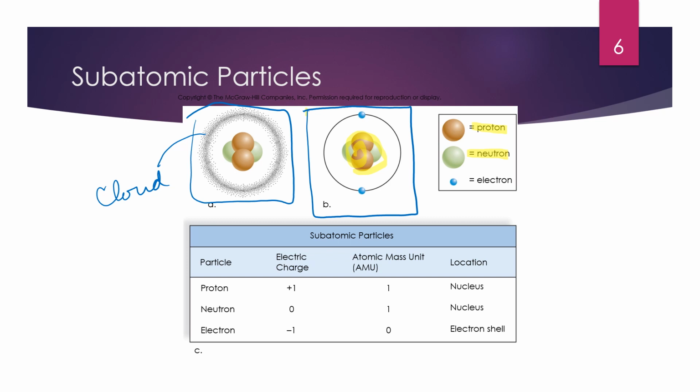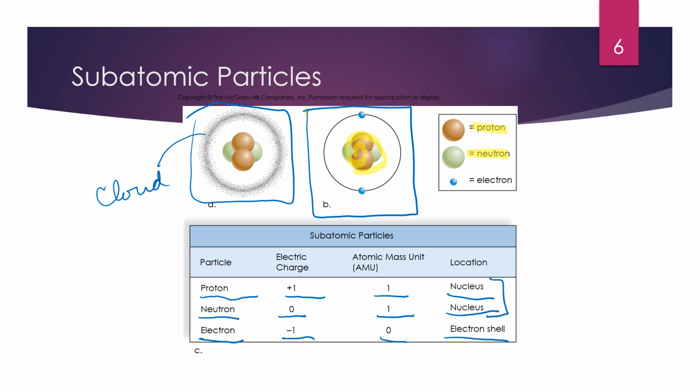So again, this is just a recap. Protons have a positive charge, a mass of 1, they're in the nucleus. A neutron has 0 charge, a mass of 1, and it's in the nucleus. So these are the two that make up the nucleus. An electron has a negative charge, it says 0 mass, but it's just really tiny, and it's in the shell surrounding the nucleus.